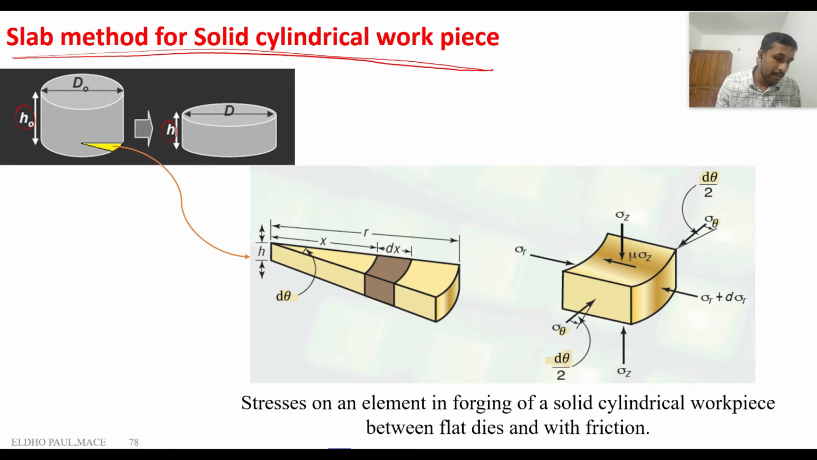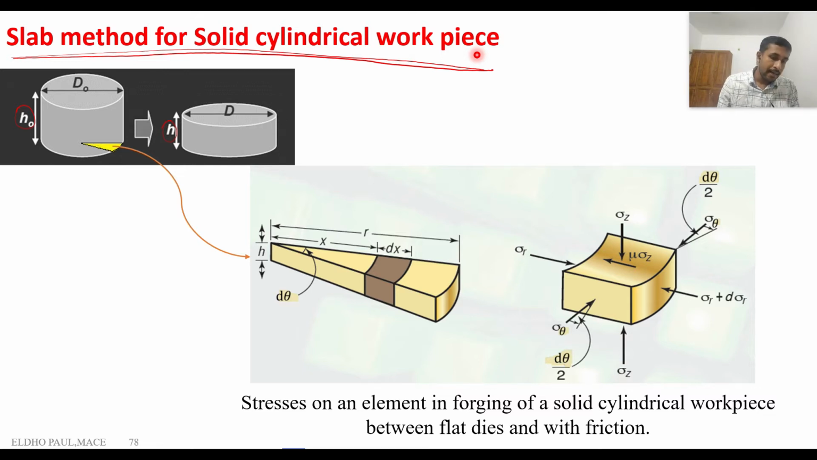Here we can see a solid cylindrical workpiece with an initial height h0 and a diameter d0, and after forging it is reduced to height h and diameter d. During this reduction of height, we need to apply some amount of force and average pressure. So this analysis helps to find out the pressure required for the forging of the cylindrical workpiece.